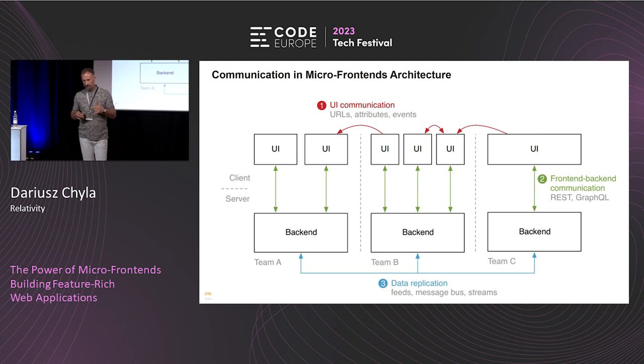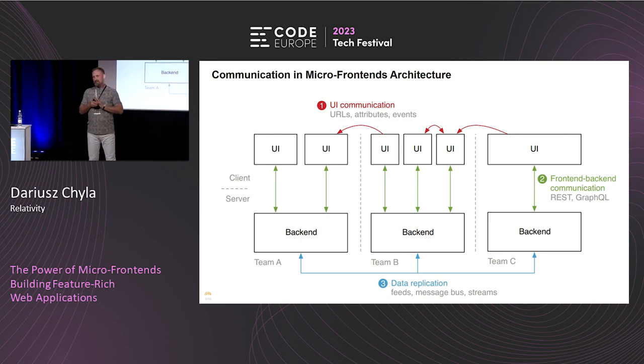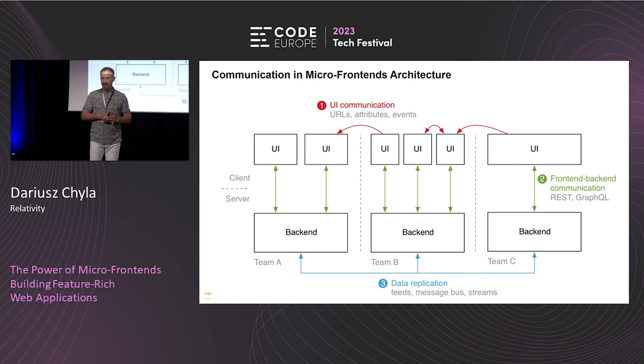You can also introduce, implement, trigger and listen for custom events within the browser. This allows you to communicate within the browser, within the host page, between the micro frontends. Frontends will need to fetch some data from their corresponding microservices, and for this we are today using the REST protocol and REST communication. This is something that is obvious and we know it.